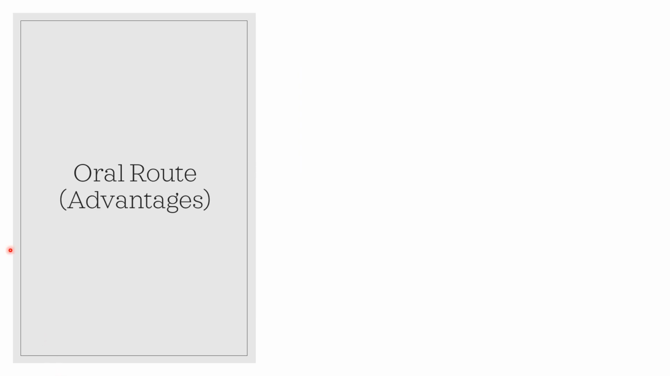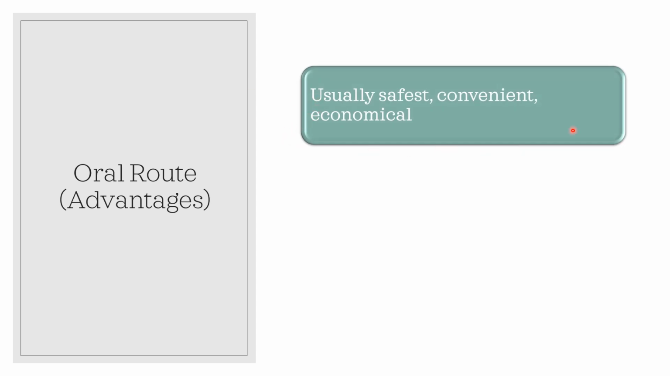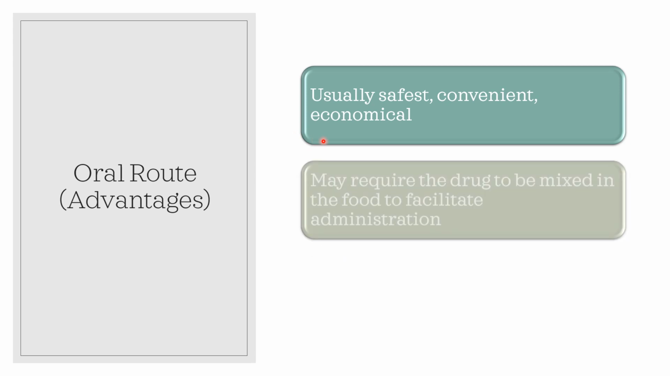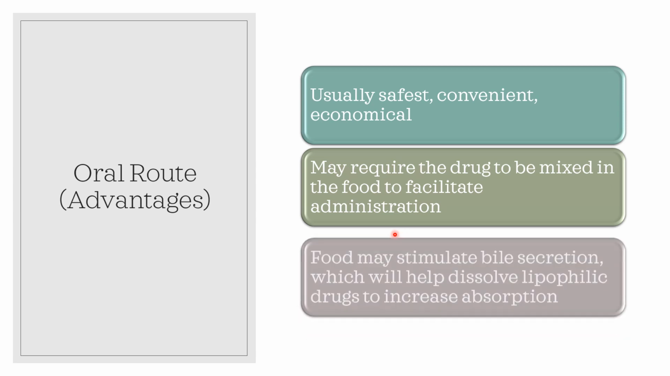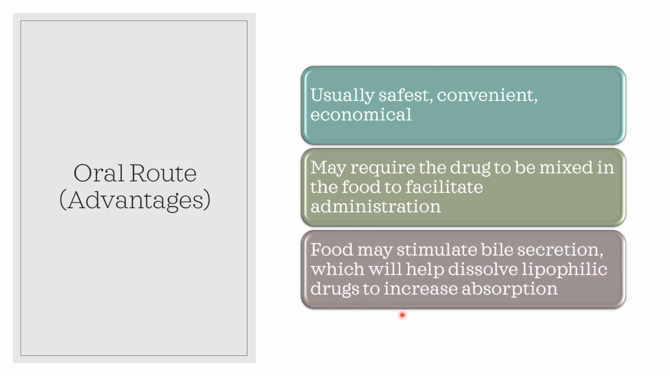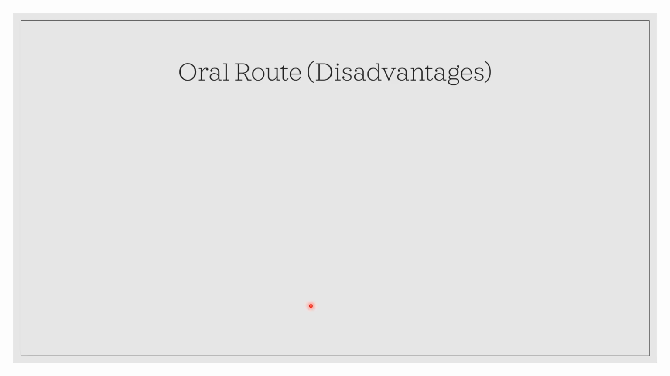So for the advantages and the disadvantages of the oral route. The oral route is usually considered to be the safest, most convenient, and most economical route of drug administration. It may require the drug to be mixed in the food to facilitate administration, and the food may also stimulate the bile secretion from the liver, which will help dissolve lipophilic drugs to increase absorption.